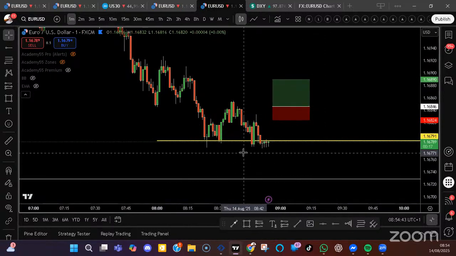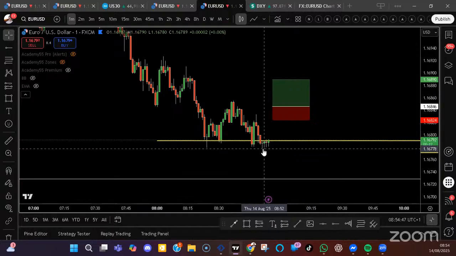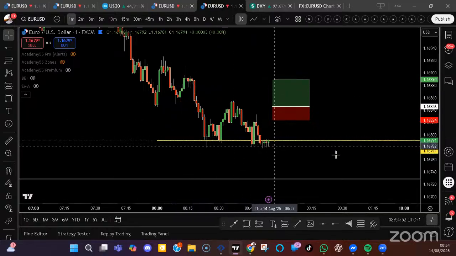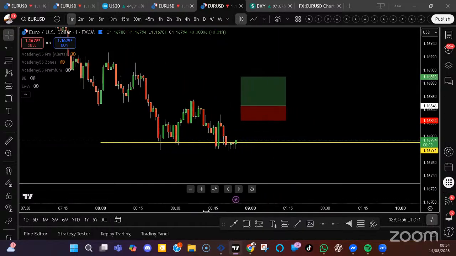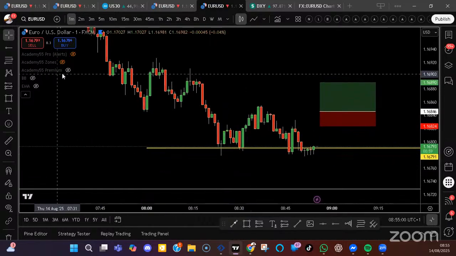The volume has gone right out of it now. And even on the minute time frame, like I said before, we've got lots of indecision candles. It's not really giving anyone a good feeling, but there we go.